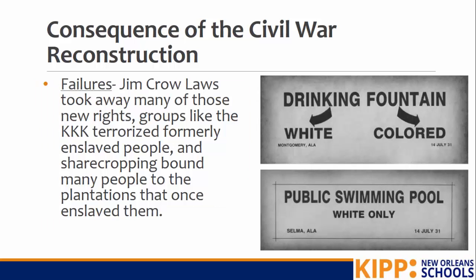However, Reconstruction did not fully meet all of its goals. It had many failures. One was Jim Crow laws. These were laws that took away many of these rights. Jim Crow laws did things like segregate public facilities so that Black and white people weren't going into the same buildings or using the same resources. Groups like the KKK began to terrorize formerly enslaved people. And a new system known as sharecropping bound many people to the plantations that once enslaved them.